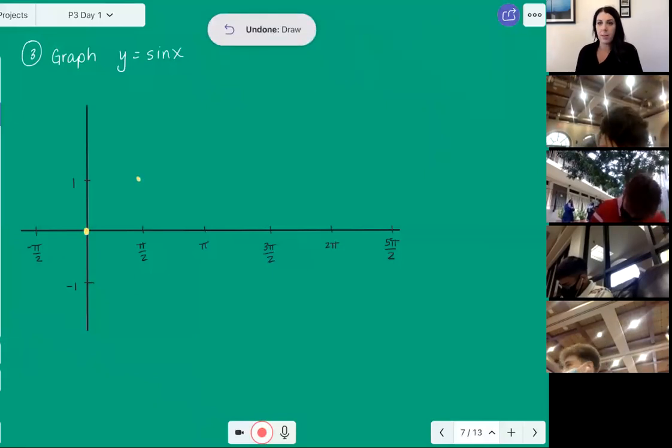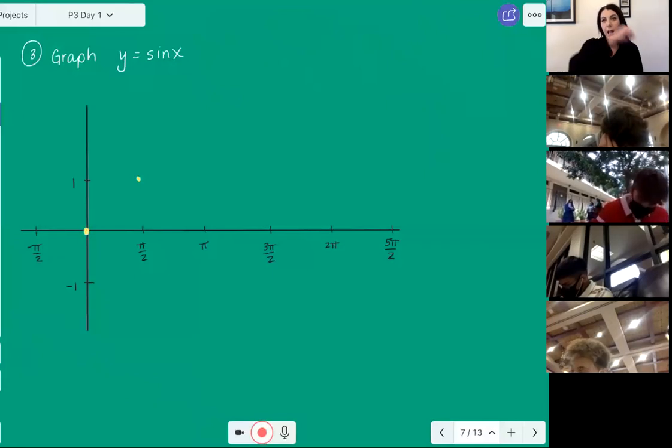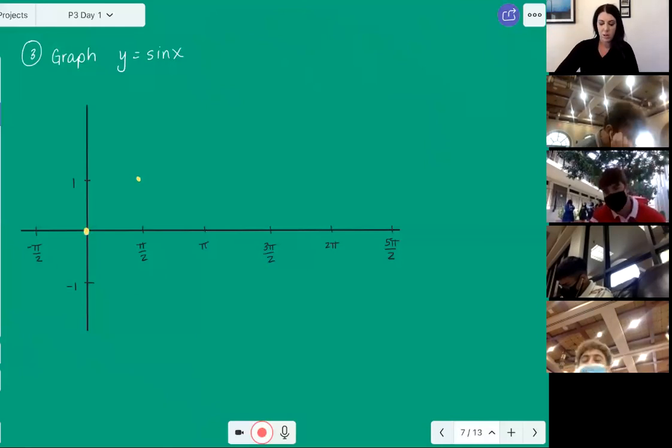That would be -1. Not quite. So pi, Elijah, is over here, right? We want the y component when we're on that negative x-axis, so over there. So that would just be 0. Yep, perfect. How about at 3 pi over 2?